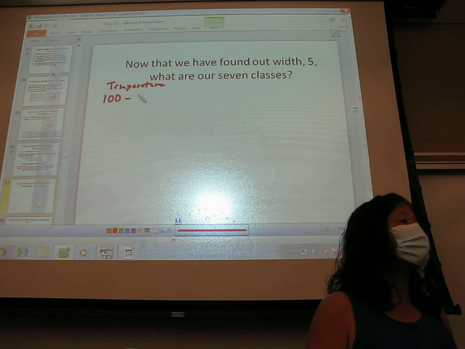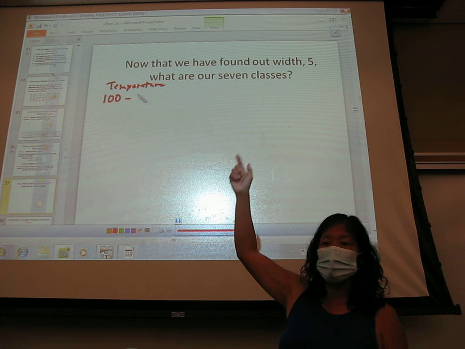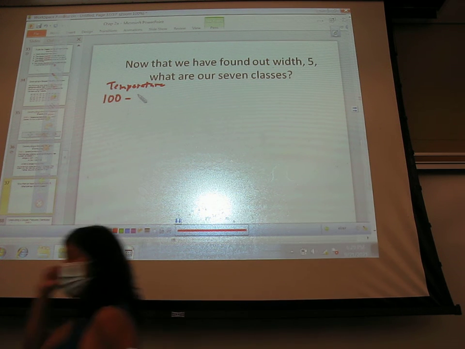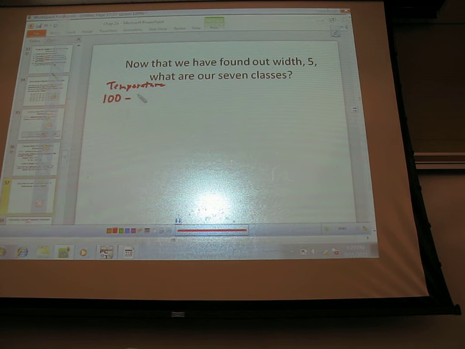Add the class width. So the next class should start with 105. Does that make sense? So first thing you do is find all the lower class limits first. 105, 110, 115, 120, 125. How many others? 7? So one more. It's 130.